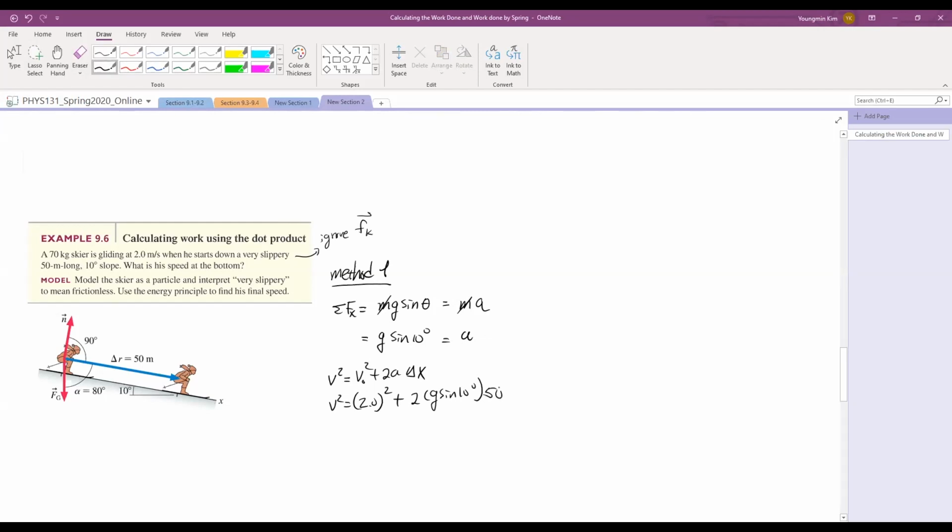Is 50 meters. And then you can solve for velocity. Okay, so that's the method that we know. Now let's solve this with work and energy. So, method number two.